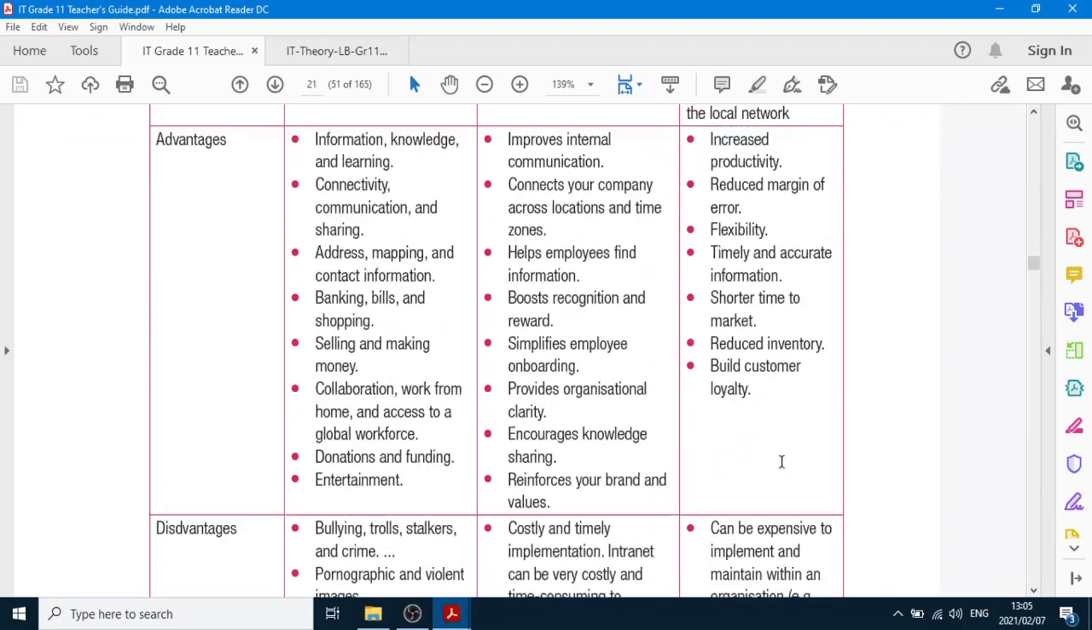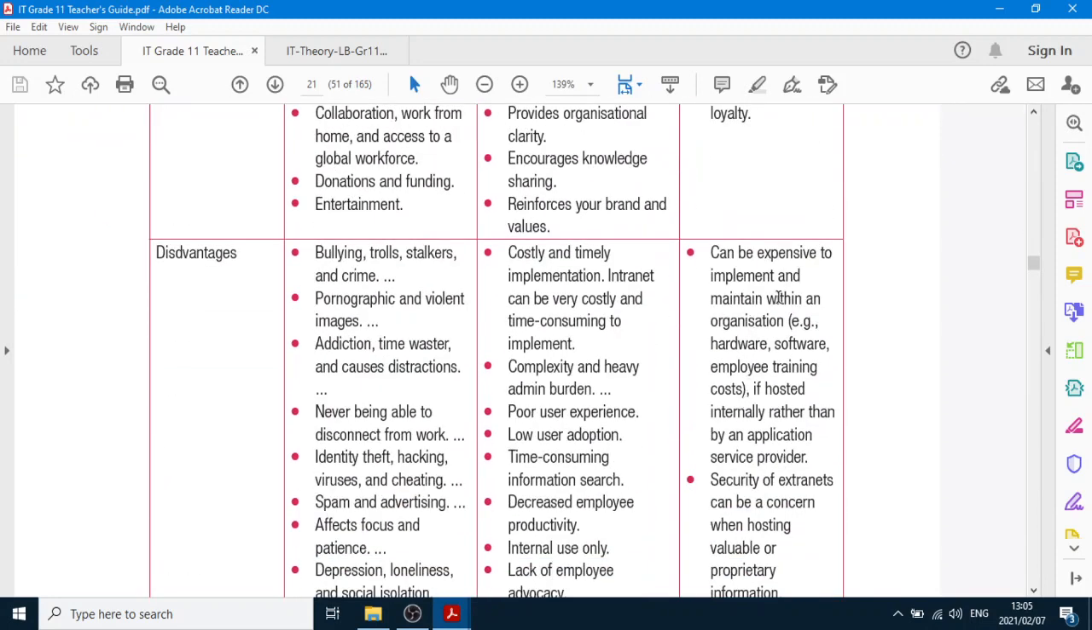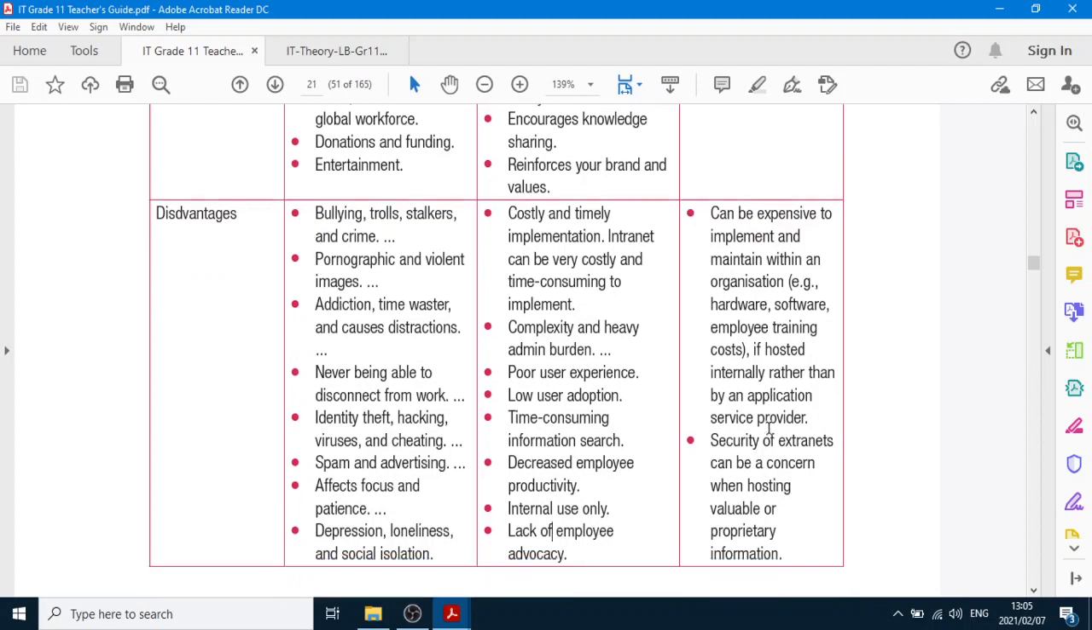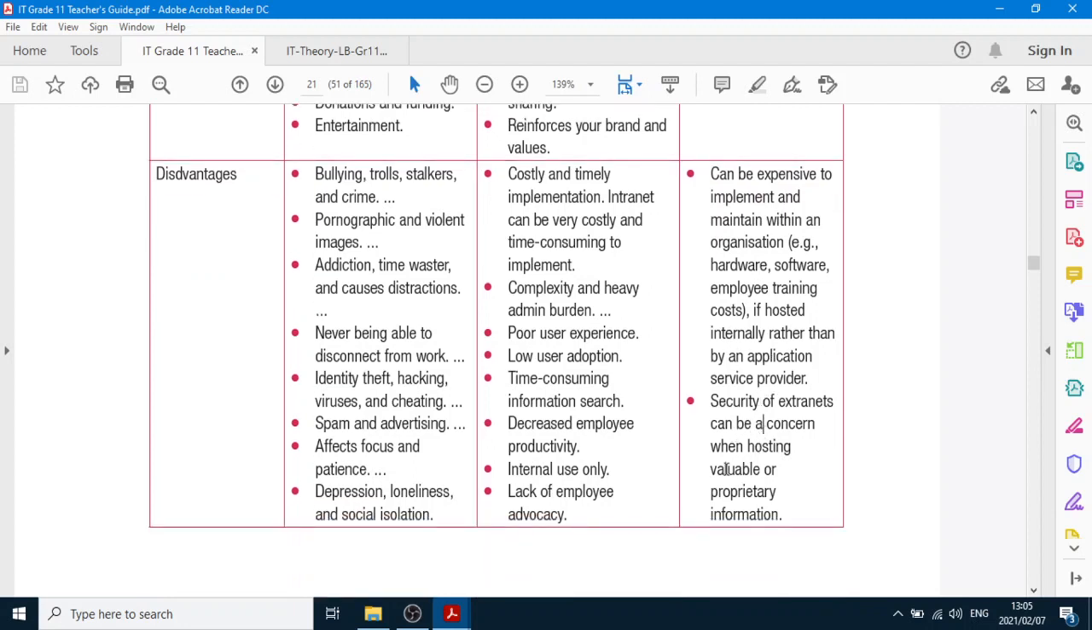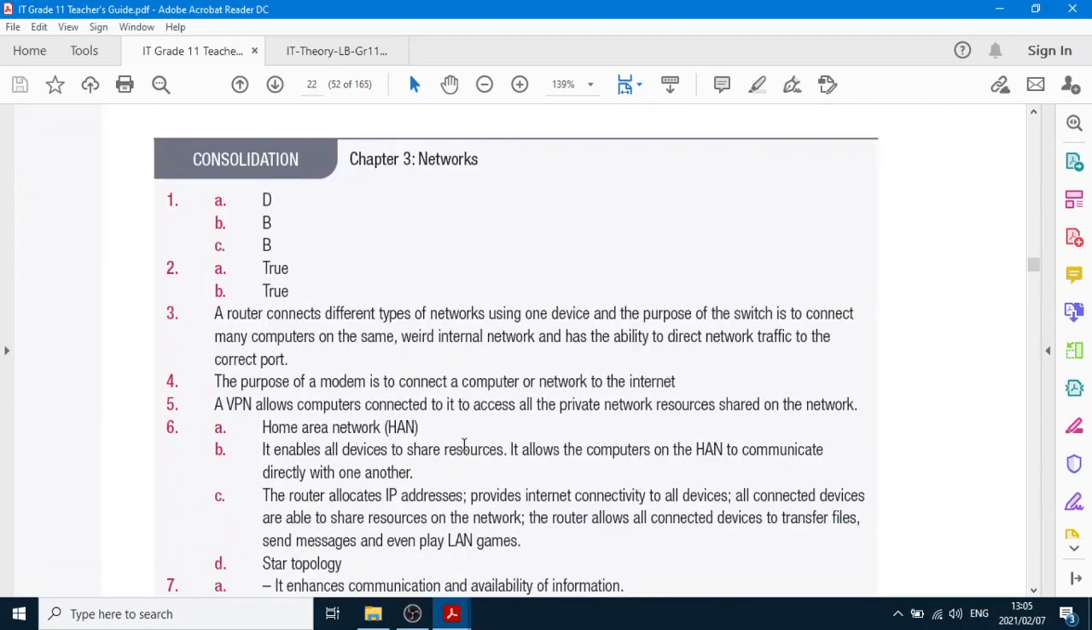Then the extranet is expensive to implement and maintain. Security of extranets can be a concern when hosting valuable or proprietary information.